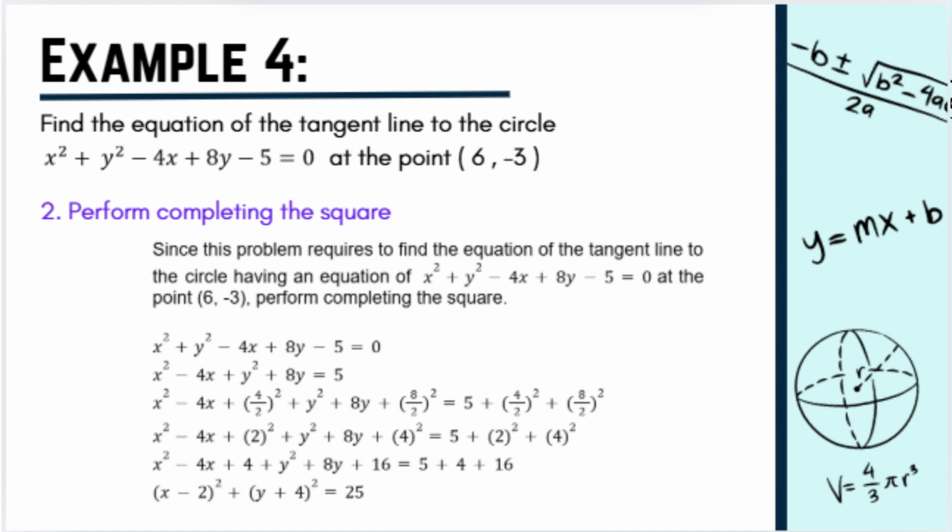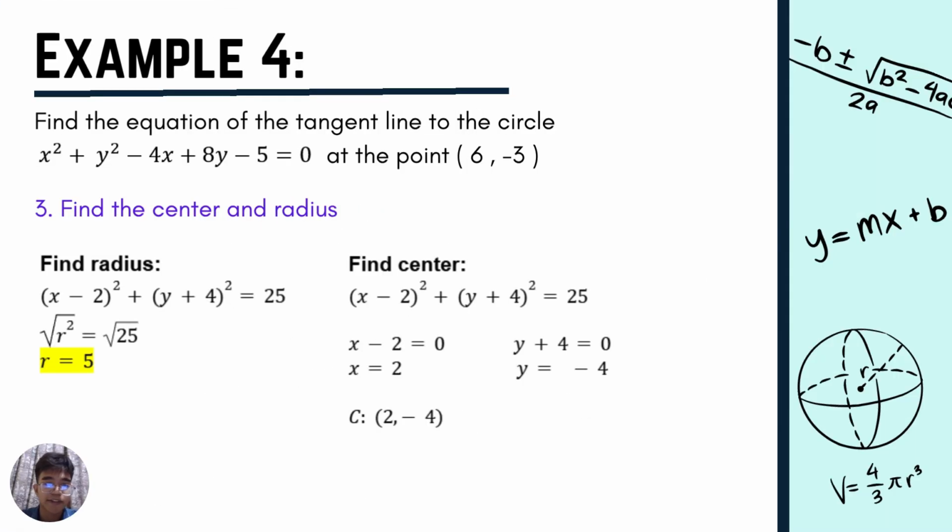Now we'll solve for the squares. 2 squared is equal to 4 and 4 squared is equal to 16. Now we will have x squared minus 4x plus 4 plus y squared plus 8y plus 16 is equal to 5 plus 4 plus 16. Now doing the same thing from the left side, we'll convert trinomials into squared binomials. Now we factor x terms and y terms. Now we will have (x minus 2) squared plus (y plus 4) squared, and 5 plus 4 plus 16 is equal to 25, which we will have (x minus 2) squared plus (y plus 4) squared is equal to 25.